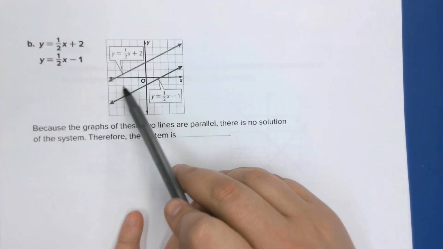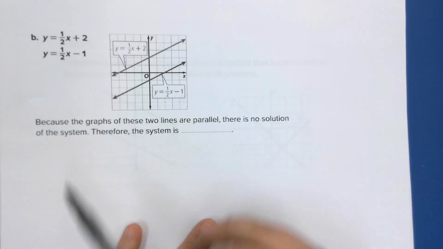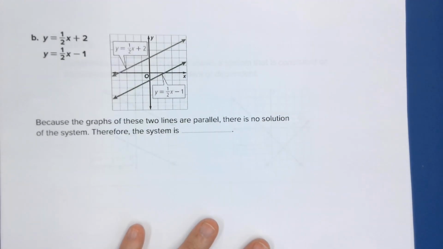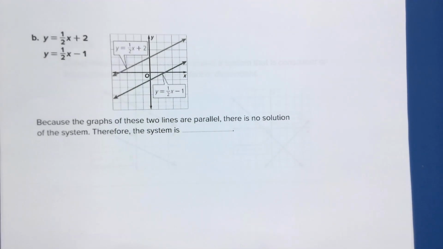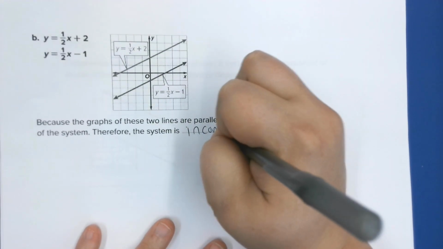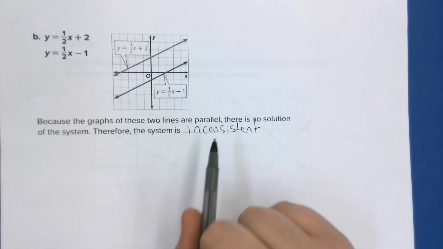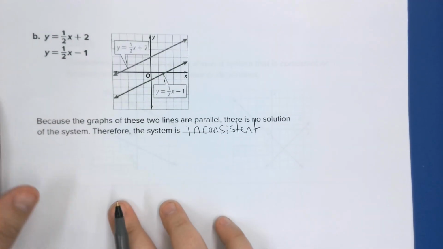Part B. Here we see two lines that never touch. These lines are parallel, and there's no solution to the system, and therefore we are going to call this inconsistent. We don't have to say independent or dependent because they don't cross at all. So this one is inconsistent.